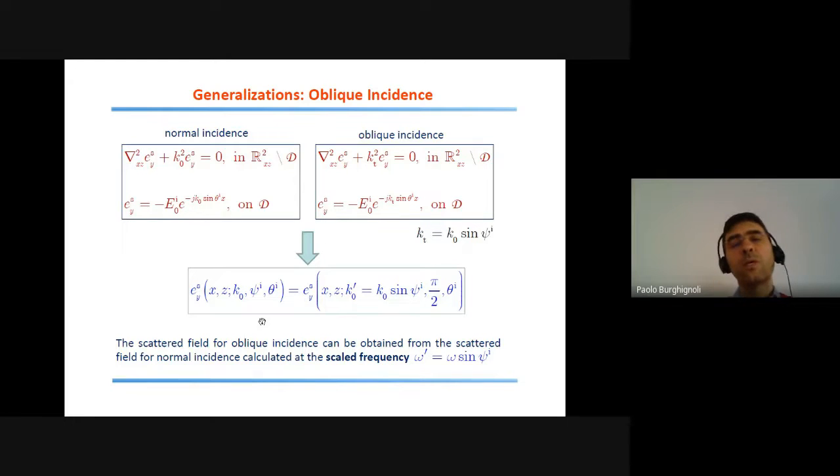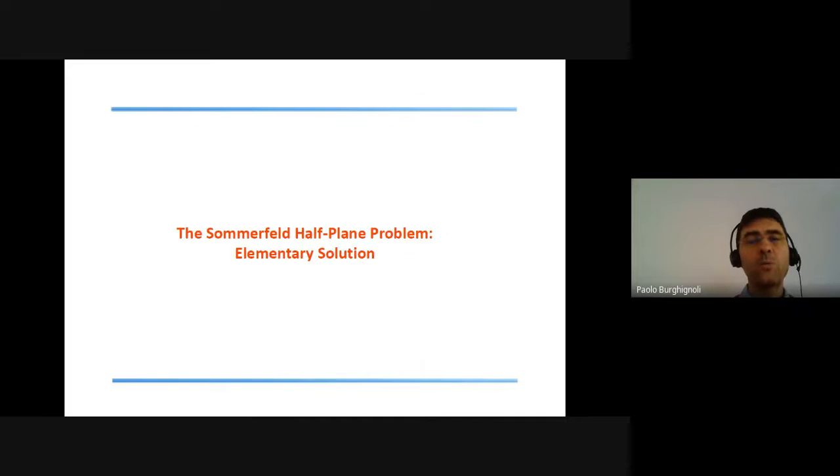Okay, so basically, we need to solve a problem of normal incidence with a scaled wave number, or which is the same, a scaled radian frequency, omega prime, that is equal to omega times the sine of the incident angle psi I. So from now, we can limit our attention to the normal incidence case and the TM polarization, since once we know the solution to this problem, we are able to treat any polarization and any incident angle.